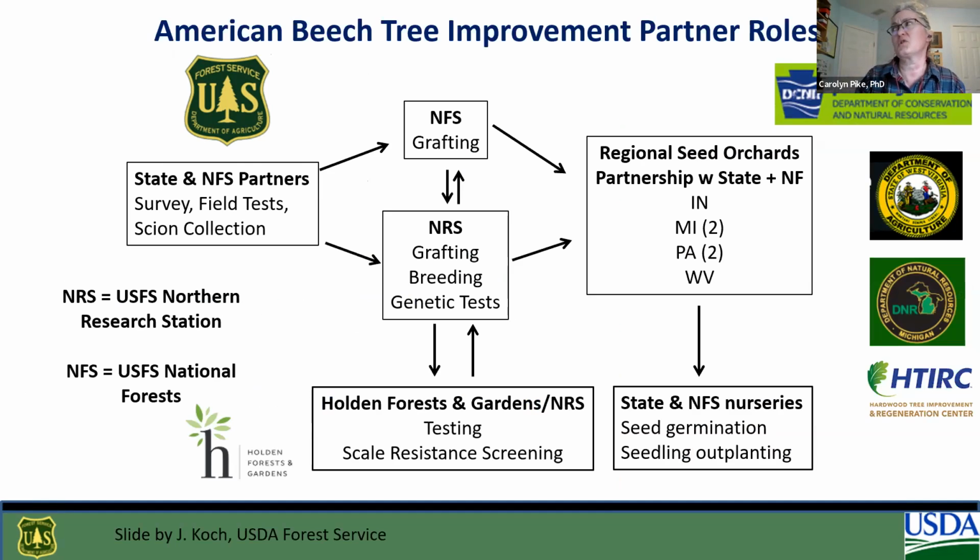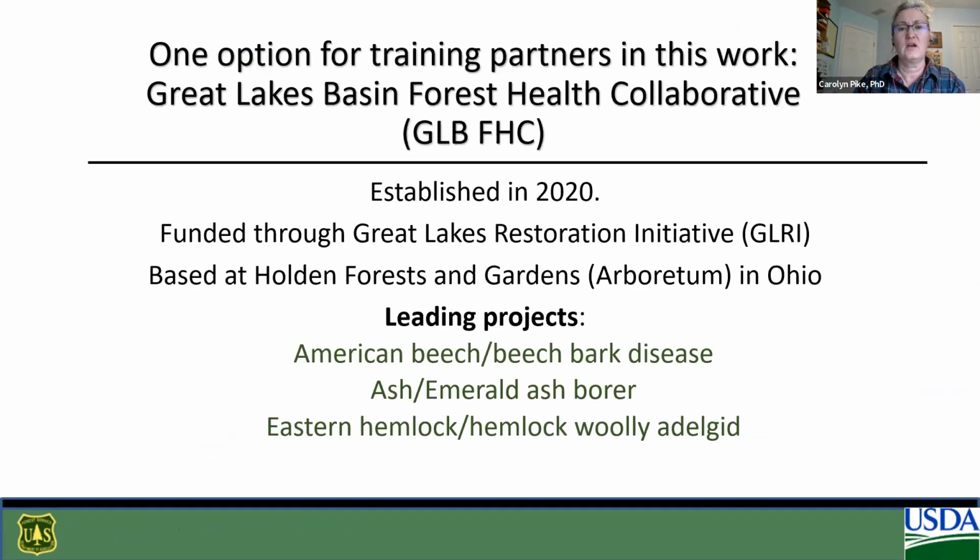And then there are regional seed orchards in partnership with state and national forests. There's one in Indiana, two in Michigan, two in Pennsylvania, and one in West Virginia. Then the state and the national forest system nurseries germinate the seed and outplant the seedlings. So this is one pipeline that works well for American beech.